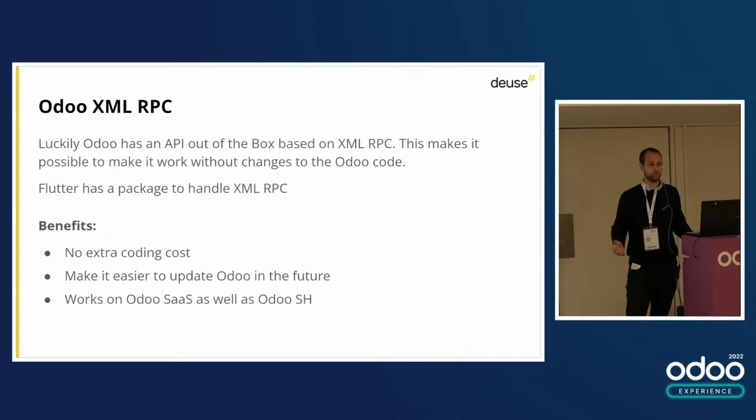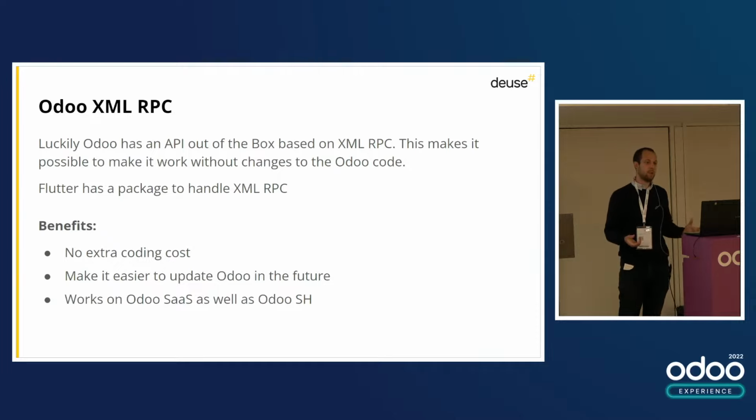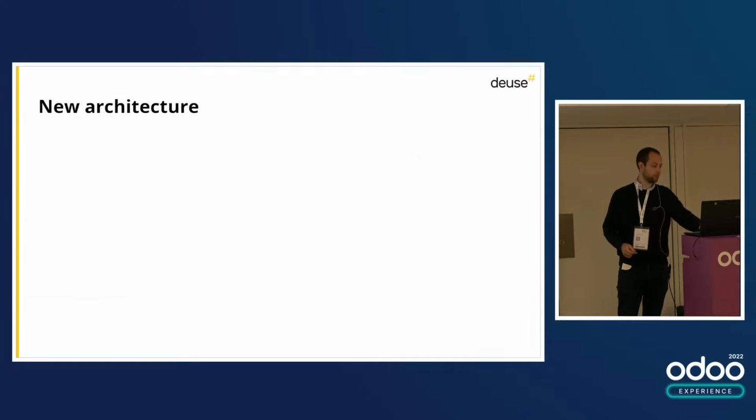So what can we do? Well, luckily, Odoo has an API out of the box based on XML-RPC. This is not REST-JSON that we usually use, but Flutter, which is the framework we use to make apps, has a package to easily handle XML-RPC. This makes it possible to work without any changes to the Odoo code. This means that there are no extra coding costs. It's easier to update Odoo in the future, and it works on all versions of Odoo.